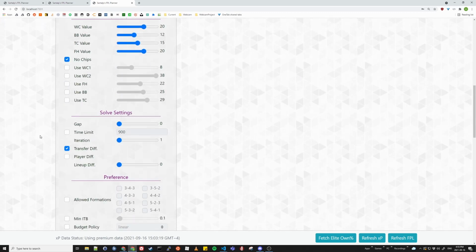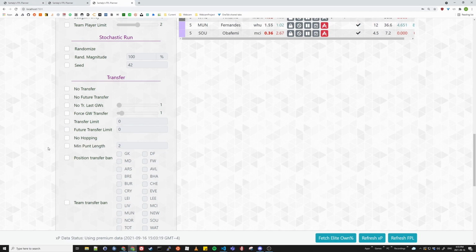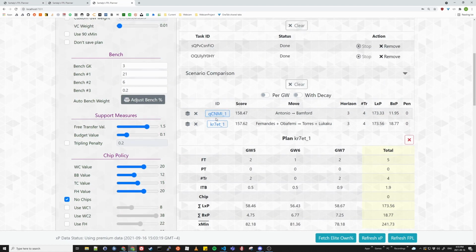Was that a field called minimum hunt length? Yeah, there is a field here called minimum hunt length, because sometimes optimization buys a player only for a single game week, and then people are not very happy about it.